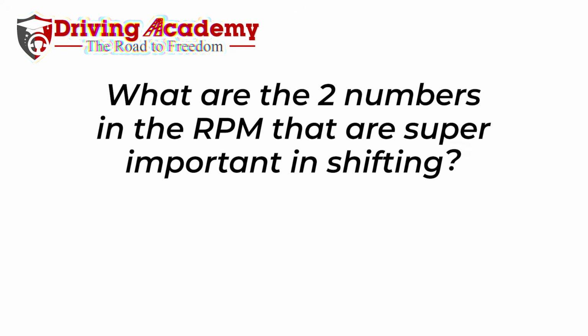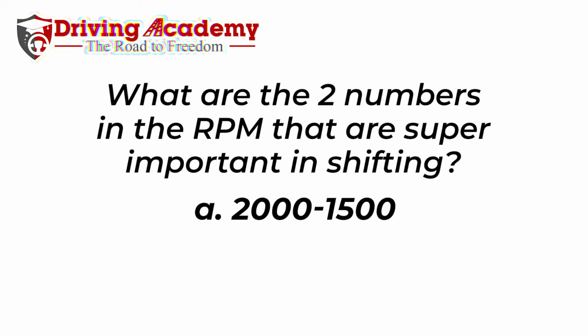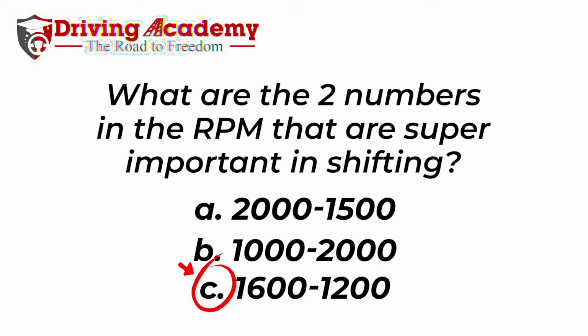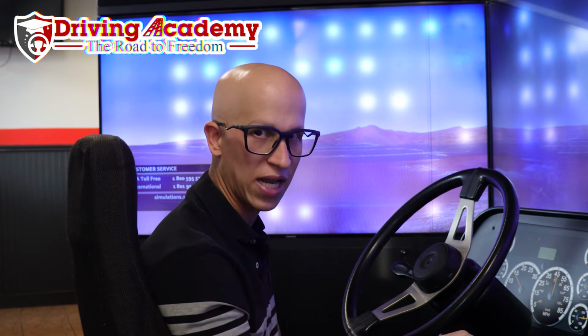What are the two numbers in the RPMs that are super important in shifting? Is it A, 2000 and 1500? Is it B, 1000 and 2000? Or is it C, 1600 and 1200? And the correct answer here is C. Congratulations. All right, so now we finally made it up to 10th gear, and now it's time to show you how to downshift.